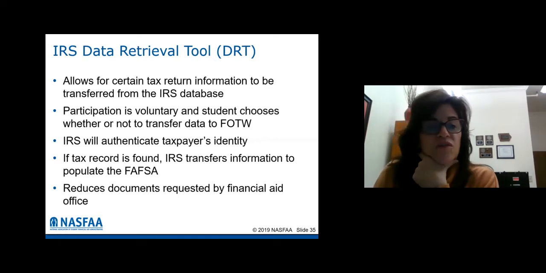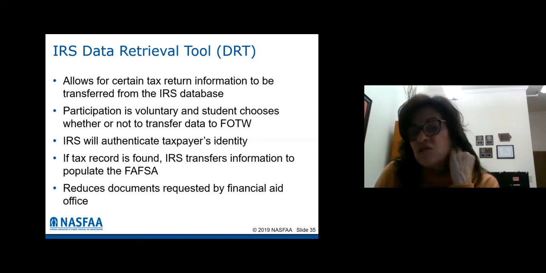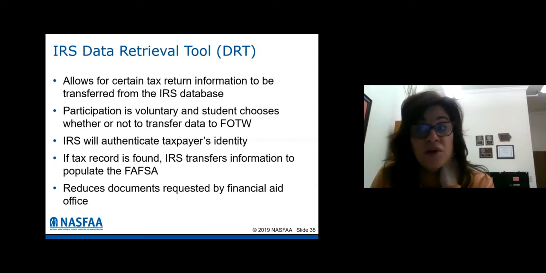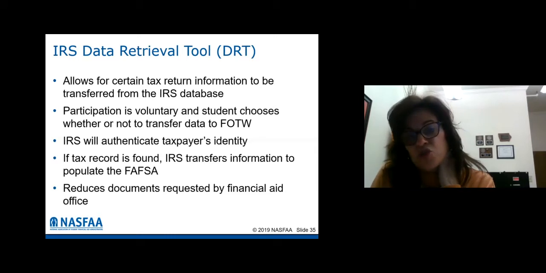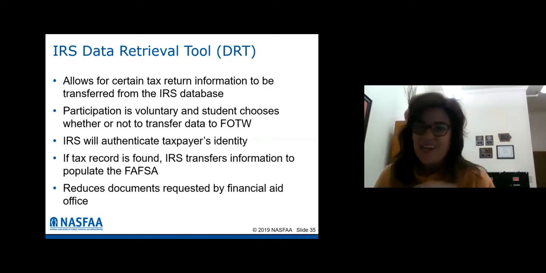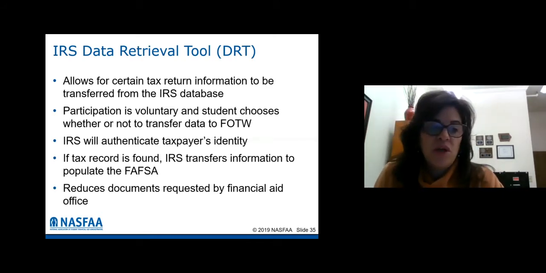When you fill out your FAFSA, roughly a third of all applications are selected for federal verification. And there's more paperwork involved than the FAFSA. A large majority of families who use the data retrieval tool are not getting selected for verification. So that's an added bonus. Doesn't mean you won't be, but a lot less chance.